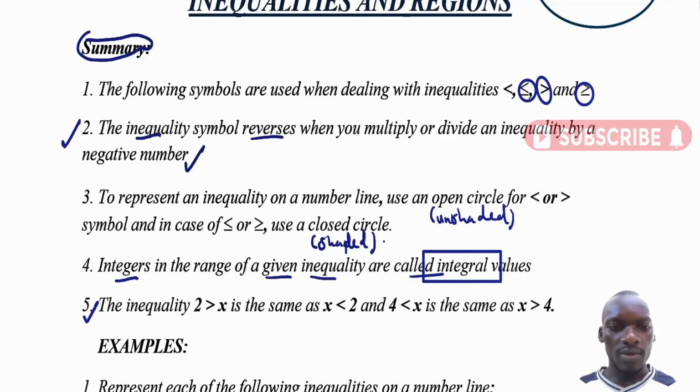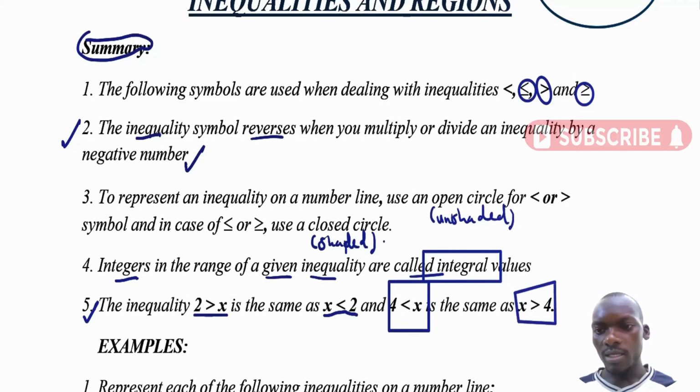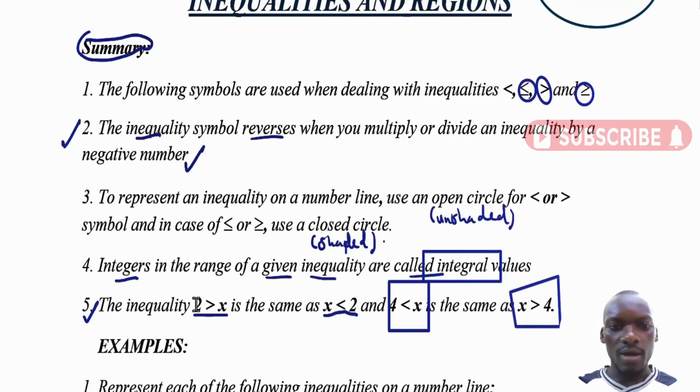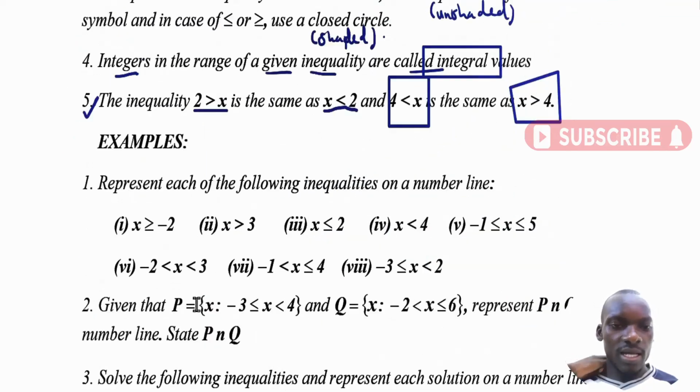Then number 5, it reads the inequality x less than 2 is the same as 2 greater than x, and the inequality 4 less than x is the same as x greater than 4. So I can read this as 2 greater than x, or still I can read it as x is less than 2. As well, I can read this as 4 less than x, or I can read it as x is greater than 4.